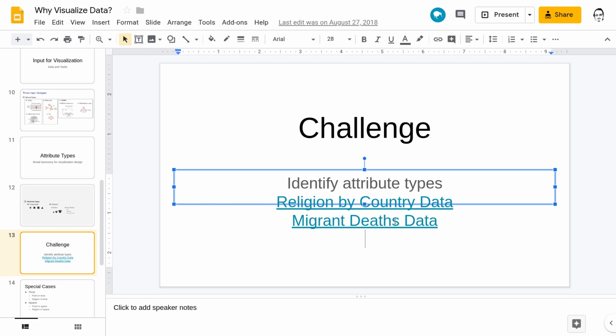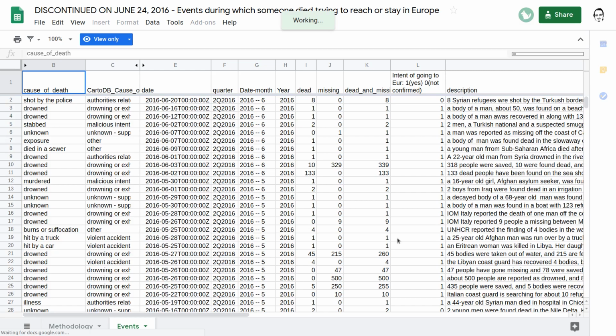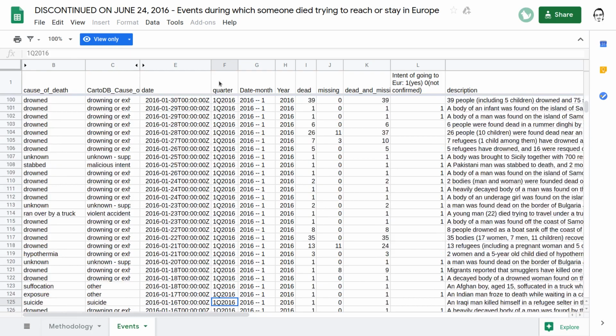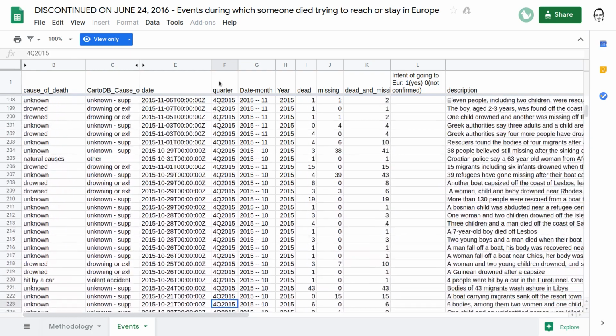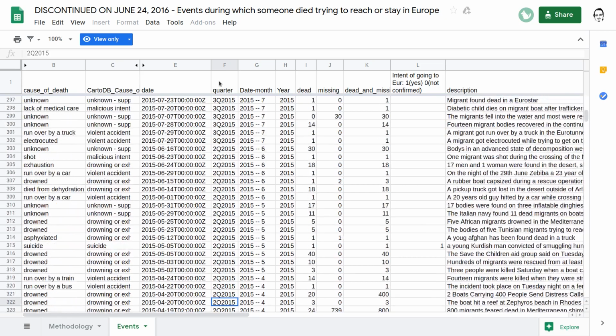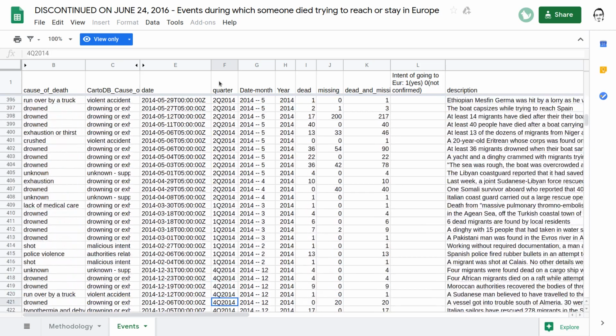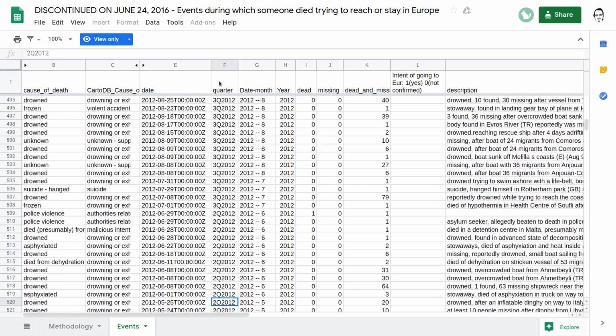Now let's look at that other data set, the migrant deaths data set. So what type of attribute is cause of death? Categorical. Again, categorical. They're distinctly different, no natural ordering. What about quarter? Ordinal. Exactly. The values are distinctly different from one another, but they're not continuous. And they do have a natural ordering. You can say for sure that, you know, the third quarter comes after the second quarter.